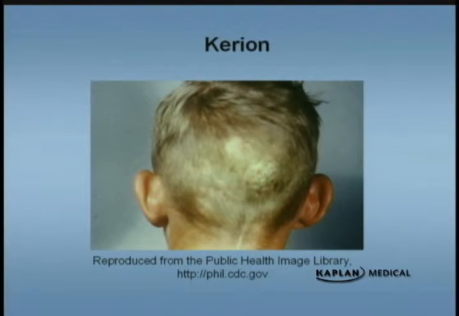It feels like a boggy mass, and you can be fooled into thinking it's an abscess. So here we have a patient with a kerion, and it's right here, this area right there, and you can palpate that, and it looks real mushy, and you think it's an abscess. And that's just a granulomatous response, an inflammatory response to the tinea.